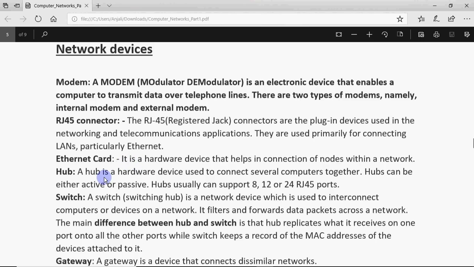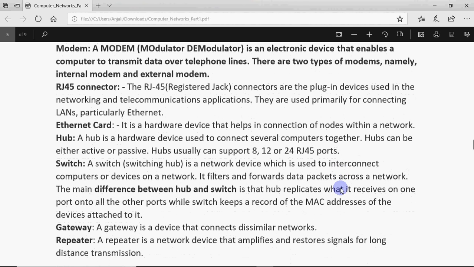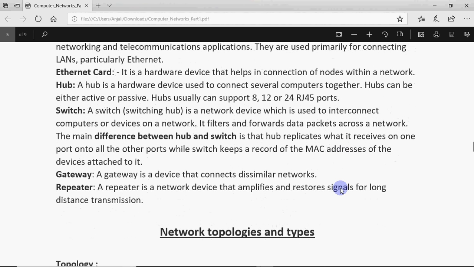Then we have a device called hub. It's a hardware device used to connect several computers together. A hub can either be active or passive, and it can support 8, 12, 24 RJ45 ports. If you want to see a hub, you can just check in your school or college lab. There would be a device connected to the server and to which all other computers' cables are connected with the help of RJ45 ports. Then we have switch.